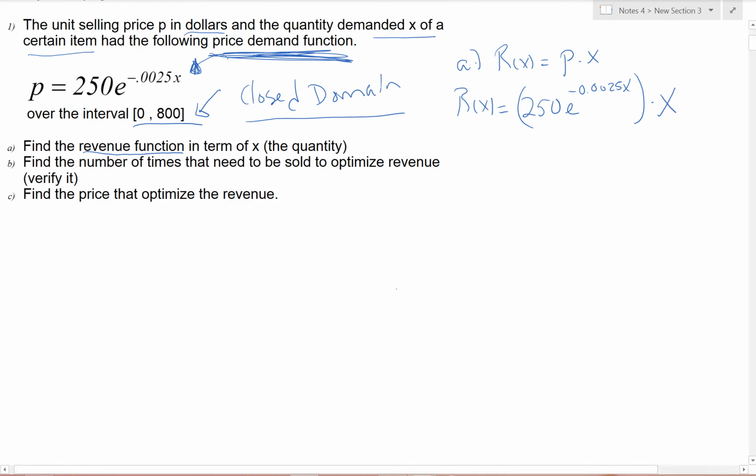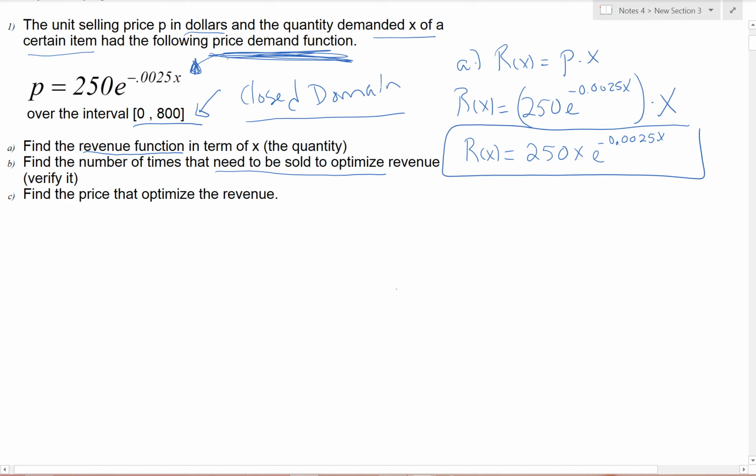I am going to rewrite it, because I know I'm going to find a derivative since we're going to optimize. To make life a little easier, I'm going to move the x in and multiply it by the 250, and I'm allowed to do that. I can rearrange multiplication: 3 times 2 is exactly the same as 2 times 3. That's the principle I'm using. So my revenue equation is 250 times x times that e term. There's part A.